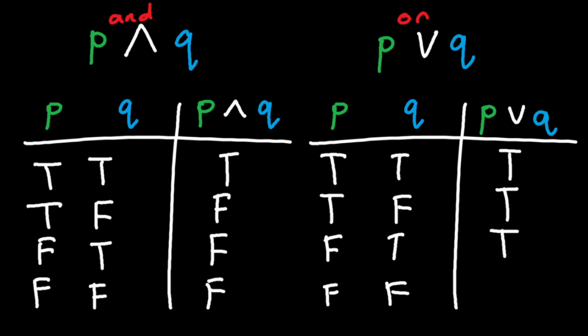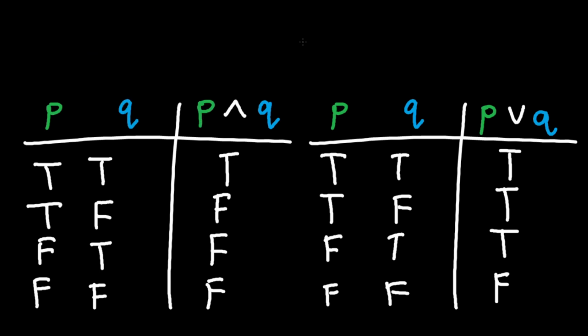Now, the only case when the OR operation gives you back a false is when both P and Q are false. So you get a false here. Now, let's do a quick little test to show you what these AND and OR operations actually do. Don't think of it as a test because it's not stressful, because you're watching a YouTube video.